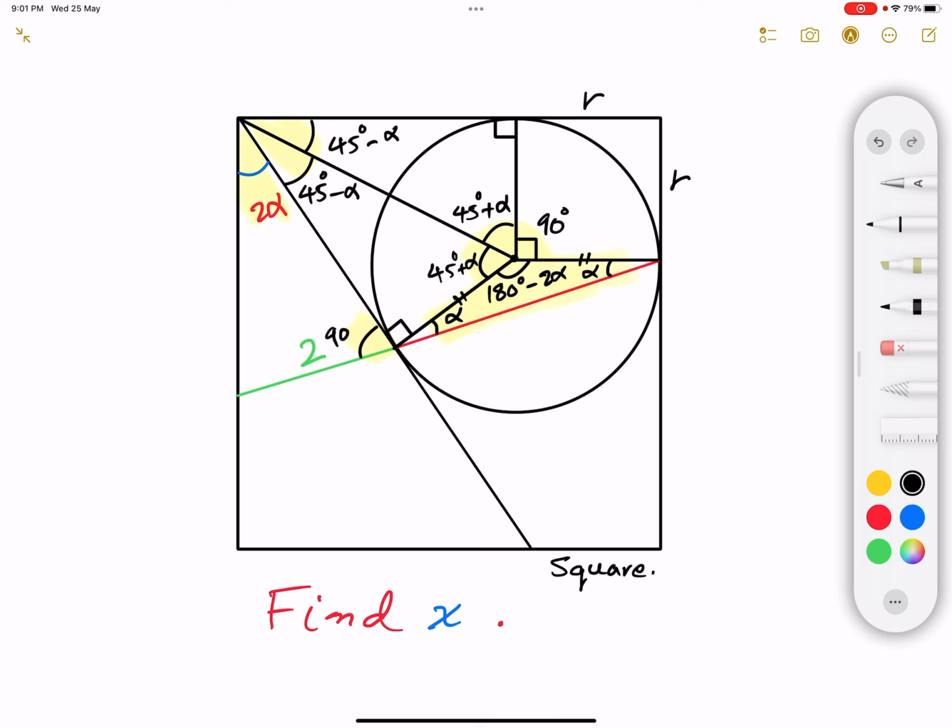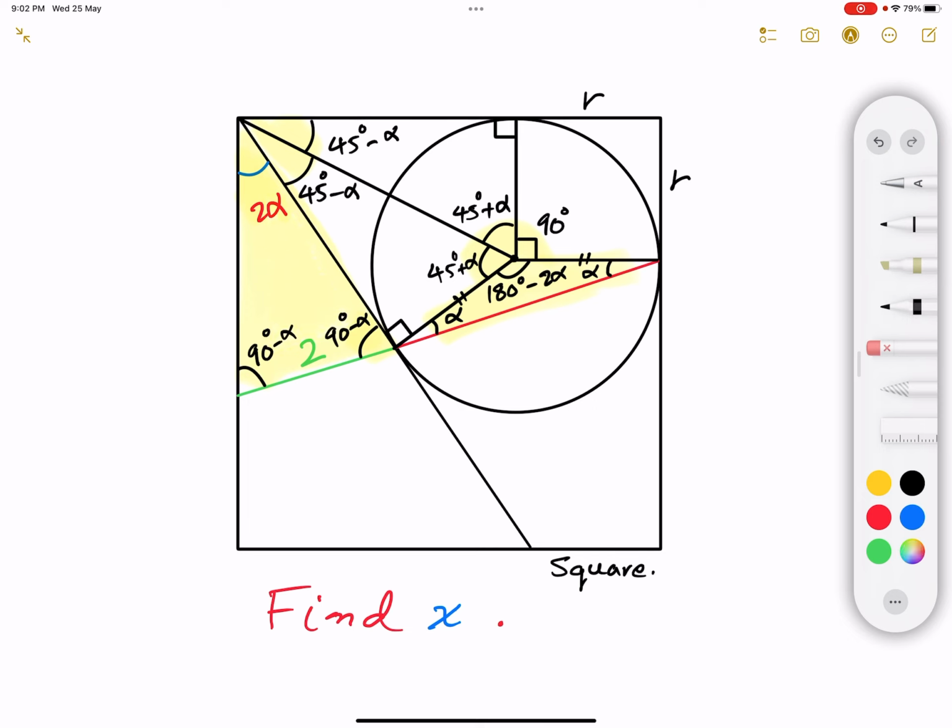So this is going to be 90 degrees minus alpha. And because we have 2 alpha, this other angle here, because the sum of the angles of a triangle is 180 degrees, makes this angle here 90 minus alpha. So that makes these two angles equal, and that tells us that this triangle here is an isosceles triangle.